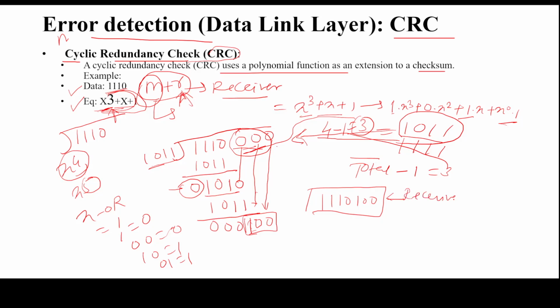Okay, so at the receiver side, the receiver will also follow the same steps. So here the receiver will use the received data. What is the received data? 1 1 1 0 1 0 0. And the divisor will also be applied the same, that is 1 0 1 1. Okay, again we have to follow the same step. So below this information we have to do the same procedure. XOR the function: 1 1 will be 0, 1 0 will be 1, 1 0 will be 1, 1 1 will be 0, 1 0 will be 1.